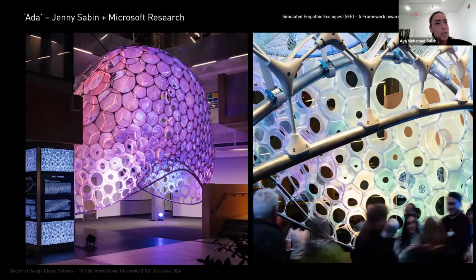And an interesting project here, Ada by Jenny Sabine and Microsoft Research, actually attempted and fulfilled this collective affective approach by having different cameras around the building, which were able to pick up on the different facial expressions of the occupants of this Microsoft Research building, and correlating these inputs with different sentiment classifications as a collective input, and in return having gradated lighting, spatial configuration, and responsive materials that were interplaying with the collective sentiment of the space.